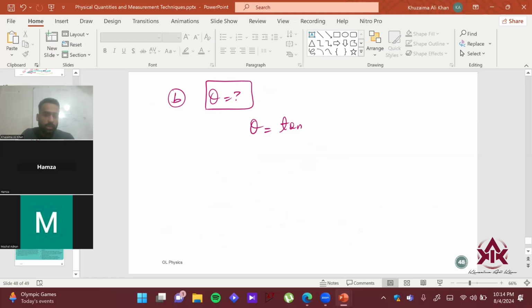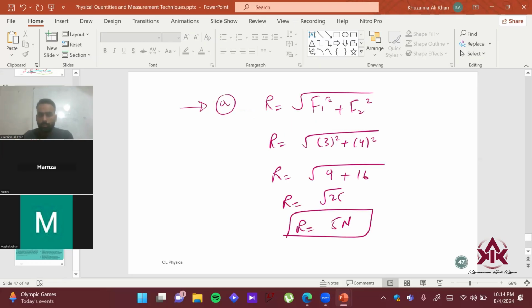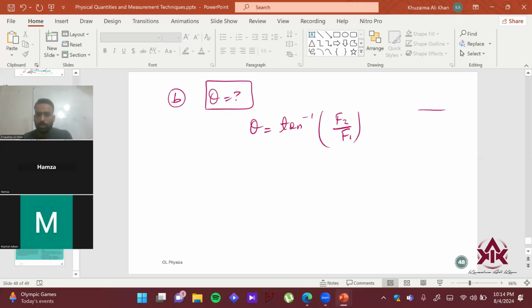In the future, when we do the past papers, I will guide you on how to use sine and cosine. Let me know when you have finished the trigonometry chapter in your mathematics class, and I will guide you on sine and cosine, rather than waste our time understanding what sine and cosine are. Tan inverse of what? F2 upon F1. Why F2 upon F1? Because we have this triangle: this is F1 over here, this is F2, this is your resultant vector R, this is theta.